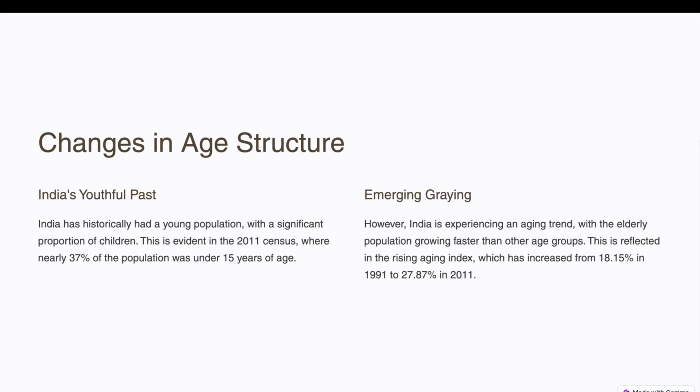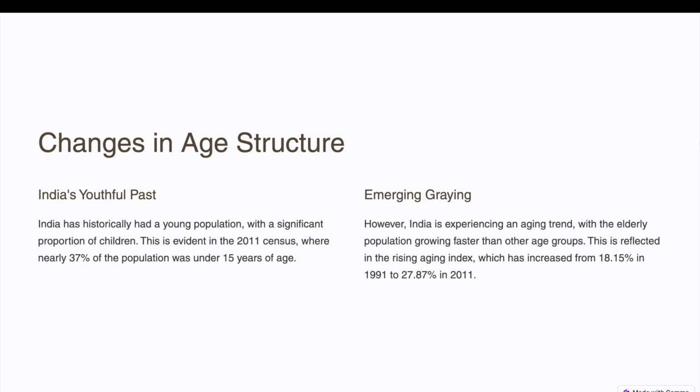Lastly, let's touch on the age ratio, a tool to evaluate the reliability of age data. It compares the population in a specific age group to the average of adjacent age groups. A ratio below 100 suggests underenumeration or errors in reporting, while a ratio above 100 suggests overrepresentation.